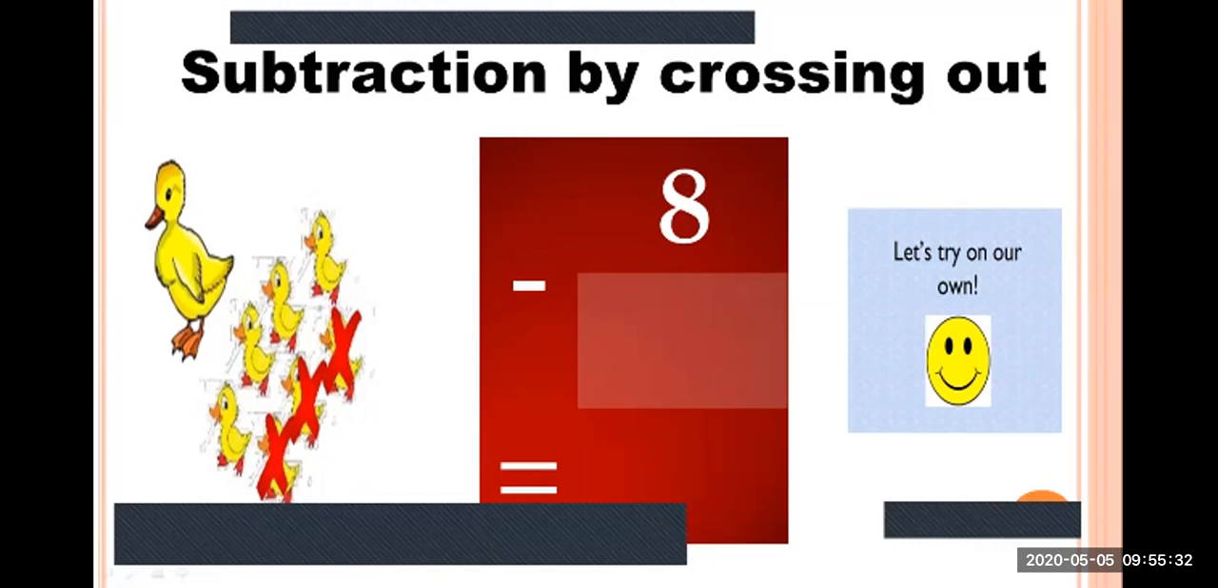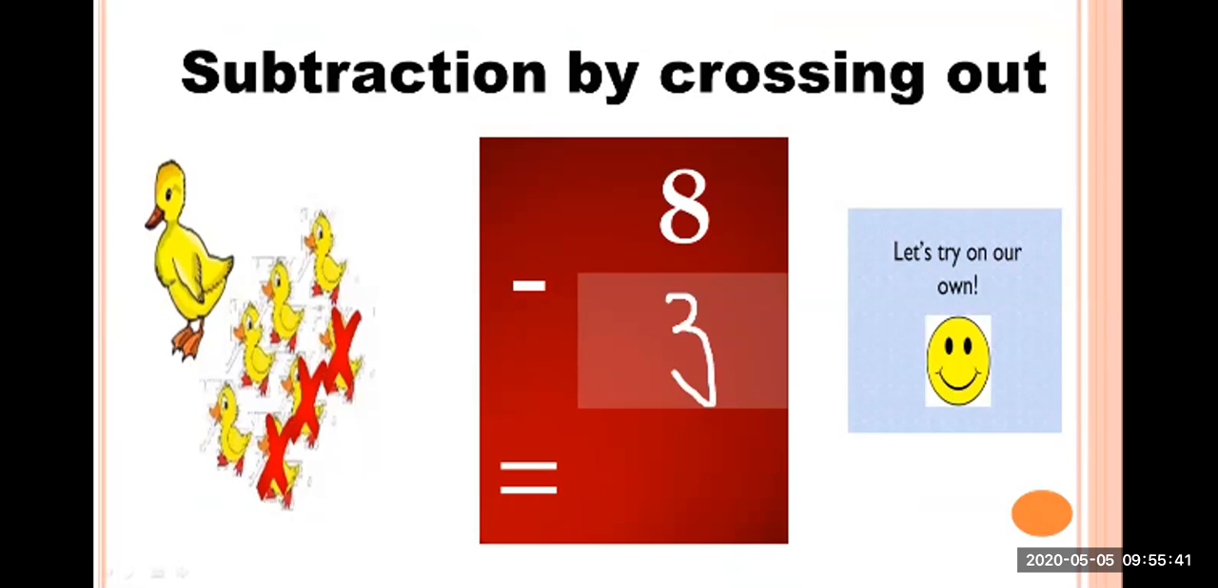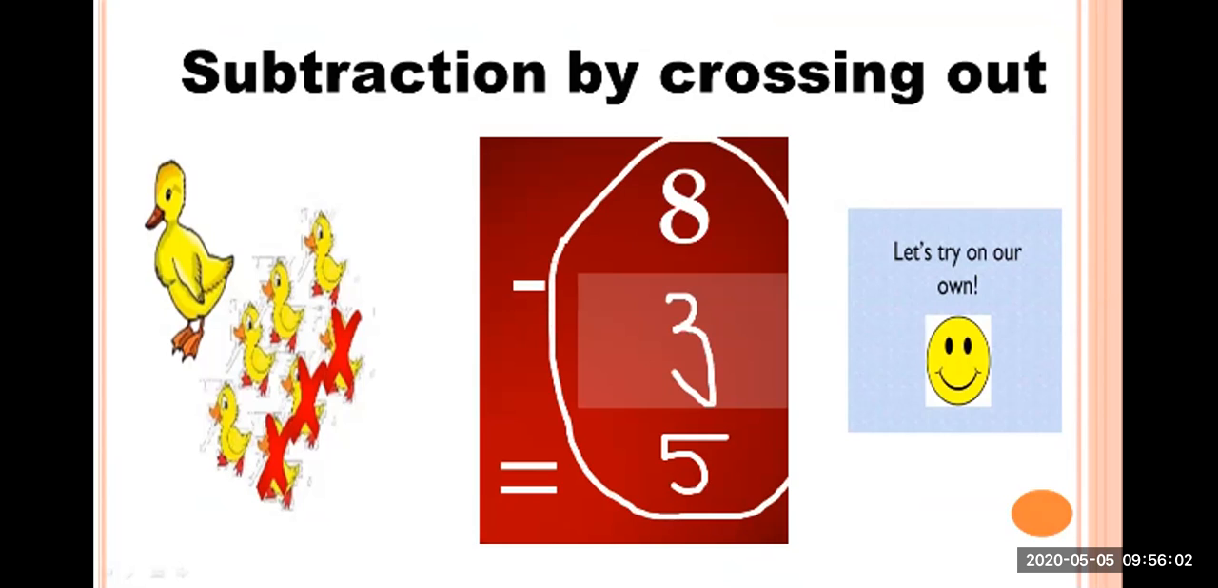8 minus what? How many are crossed out? 3. So what is the answer? How many are left? Count the left out. 1, 2, 3, 4, and 5. So what's our answer? What's our difference? 5. Clear? And what do we call this portion? What we have written here, this is called our subtraction sentence. Good. It is our subtraction sentence.